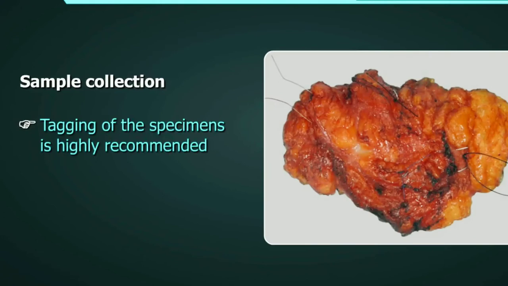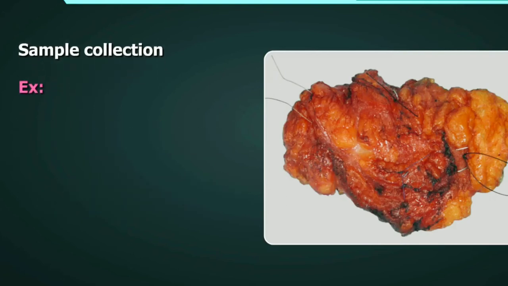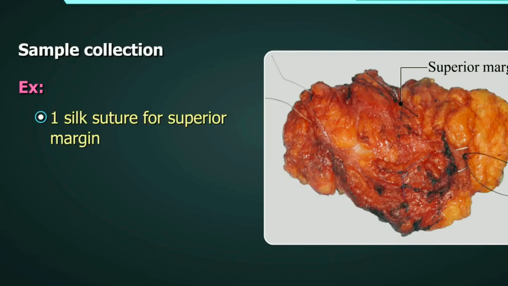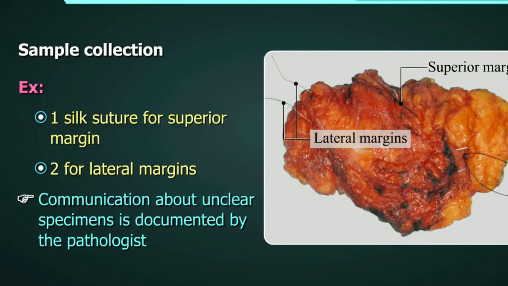Tagging of the specimens is highly recommended for easy orientation of the tissue. Every institute should evolve tagging mechanisms of communication between surgery and pathology staff. For example, 1 silk suture for superior margin, 2 for lateral margins, etc. This should be clearly defined in the SOPs.